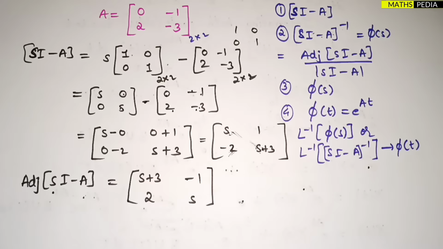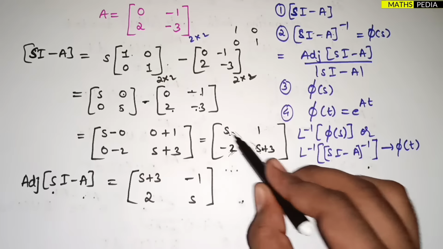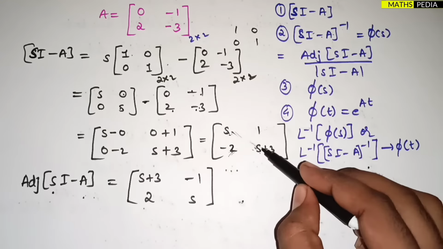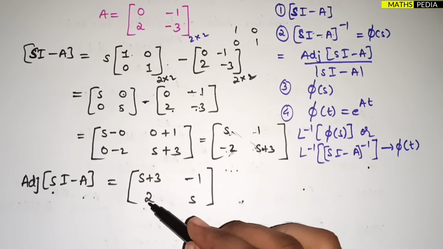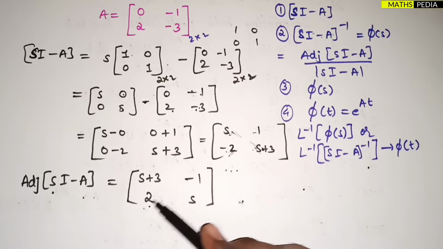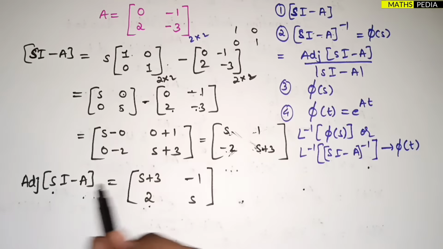Simple. The adjoint of a 2 cross 2 matrix is simple. How will you find it? Just interchange the diagonal elements, and for the non-diagonal elements you have to change the sign. If it is minus, you have to make it plus. Don't change the places, okay? Only change the sign for non-diagonal elements. This is the adjoint of SI minus A.